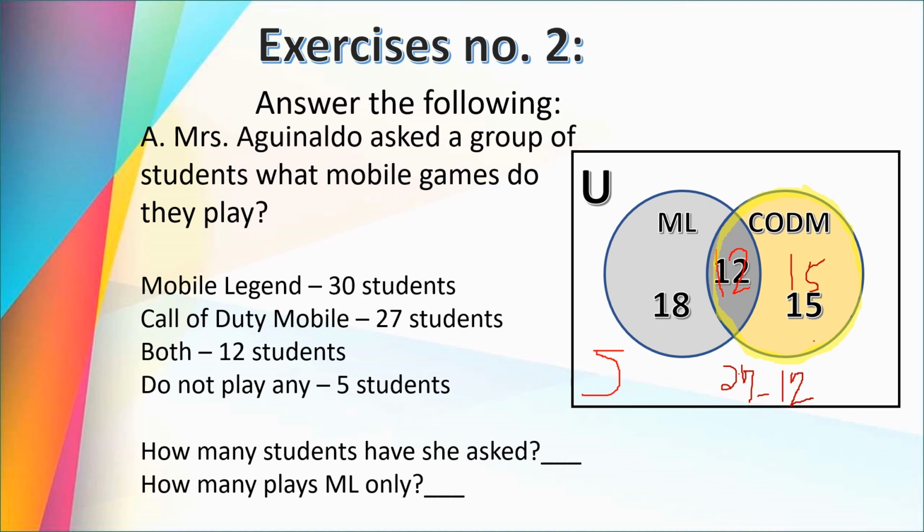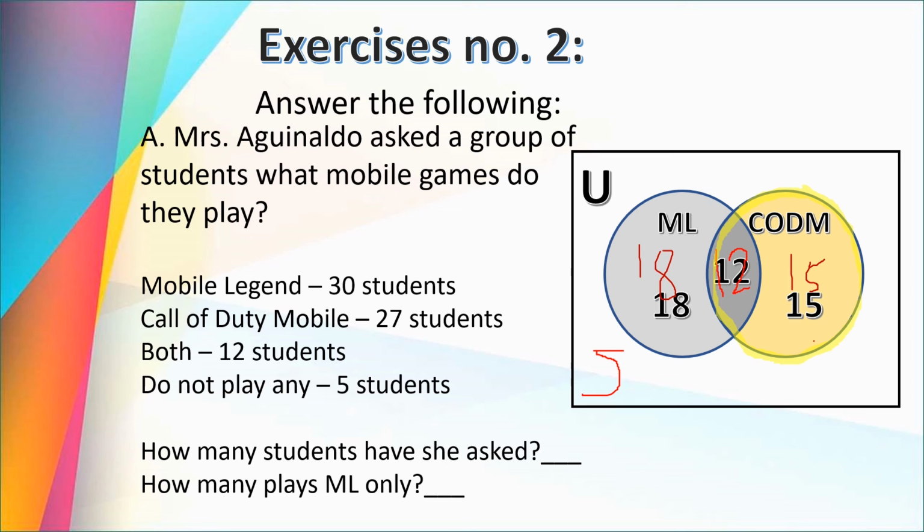Then last for ML, so same lang din ang ginawa natin kay Call of Duty. So magiging 12 or 30. So subtract natin kanino? Kay 12 para makuha yung less kay ML or yung natitira kay ML. So 30 minus 12 is simply 18 students ang naglalaro ng ML only. So meron na tayong given element. So we have for ML only 18, for COD only 15, and for their intersection 12. And 5 students yung hindi naglalaro ng ML at Call of Duty.